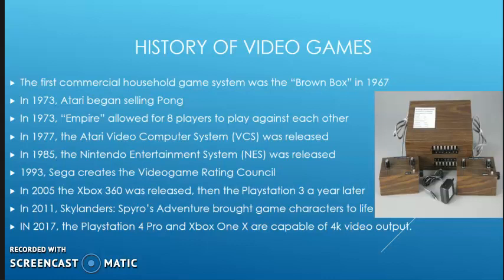In 1993, Sega created the video game rating council, which later evolved into the Entertainment Software Rating Board, which is still in effect today. That's the board that will put E for everyone or M for mature on the video games. In 2005, the Xbox 360 was released, and then the PlayStation 3 a year later. At the time, the PlayStation 3 allowed for Blu-ray, which was the only console to do so.